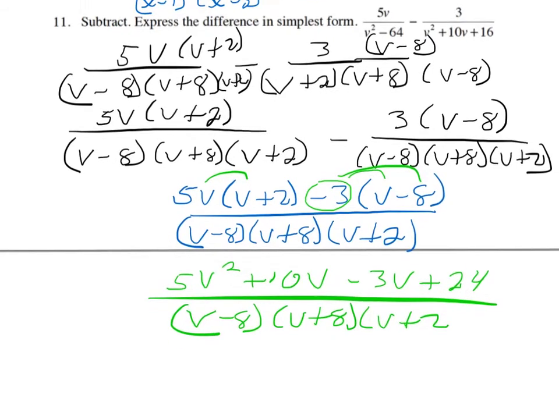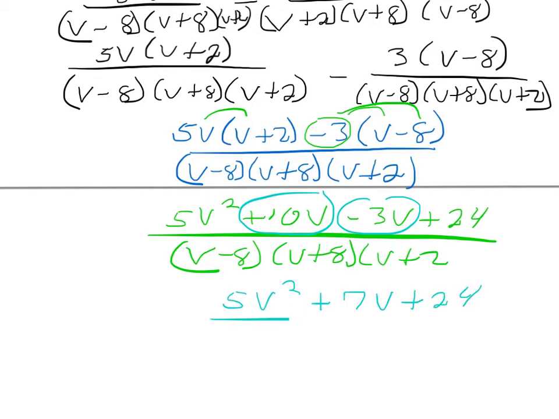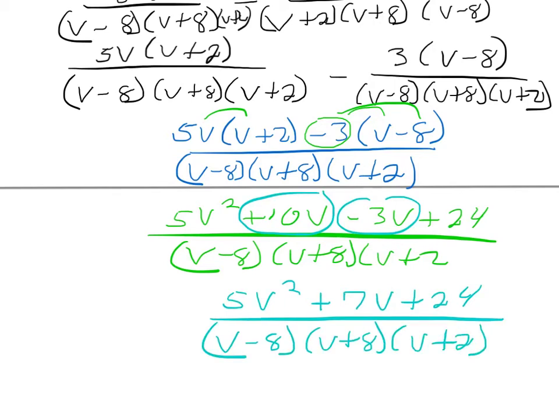Now we're going to add like terms. When I add like terms here, do I see any like terms? Hopefully yes. I see that I have a 10v and a minus 3v. So 10 minus 3, 10, 9, 8, 7 gives me a 7v. So I have a 5v to the second plus a 7v plus a 24 over top of v minus an 8, v plus an 8, and v plus a 2. Let me go back and grab my green color because I want to finish out that parenthesis there. Now we're going to see, can I factor that?